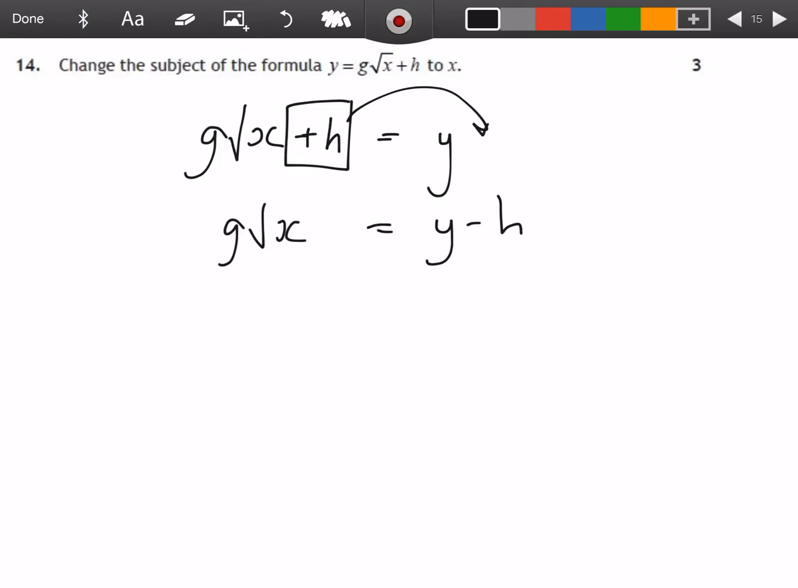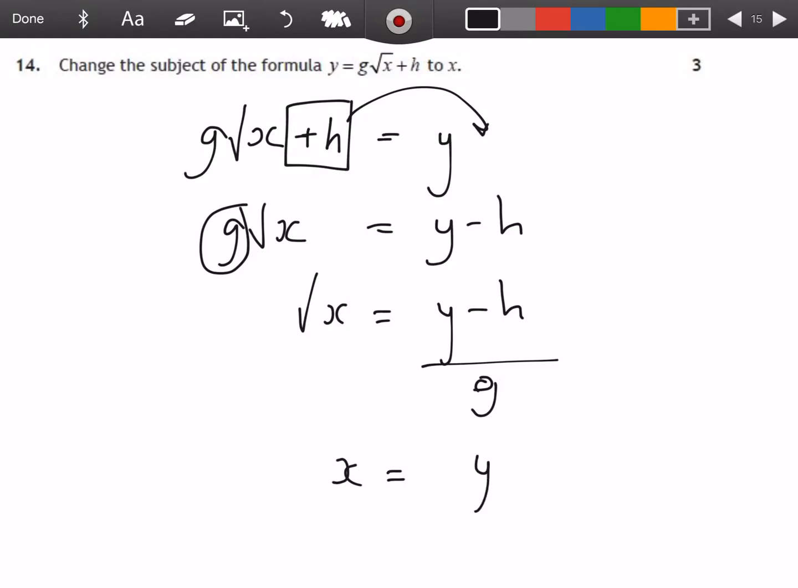The next thing we're going to remove is the letter g. What's the letter g doing? It's stuck to the root x, it's multiplying. How do we remove it? We do a division by g. And finally, root x. What's the opposite of the square root? The opposite of the square root is to square. How do I show that I'm going to square this side? We put it in a bracket and write squared.